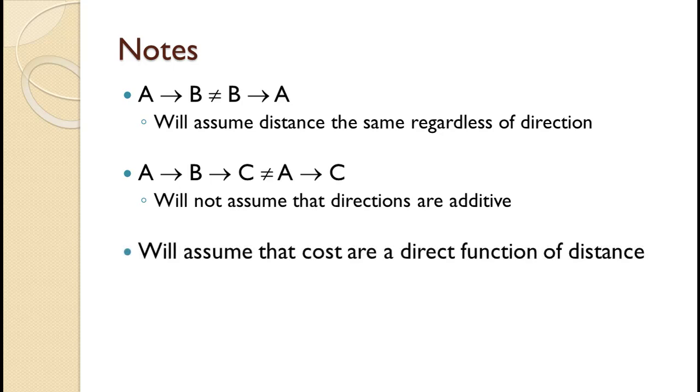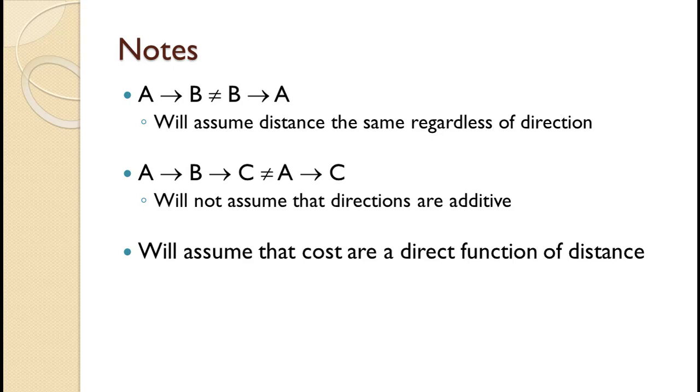We will assume that costs are a direct function of distance. That is, if you double the distance, you double the cost. That means that minimizing distance also minimizes cost. This most likely is not the case, but making this assumption greatly reduces the complexity of these types of problems.